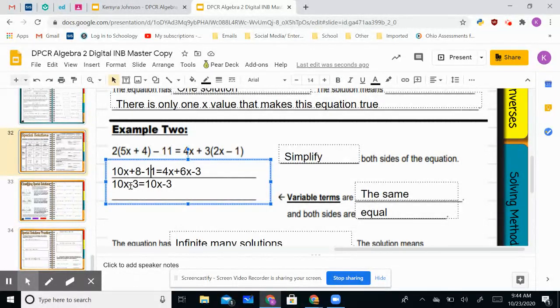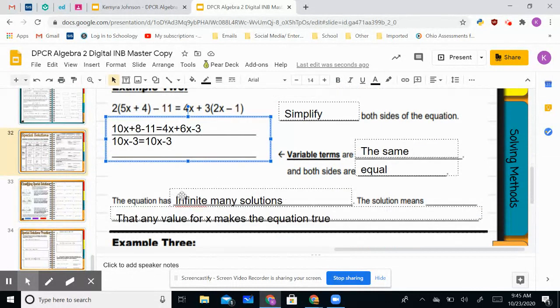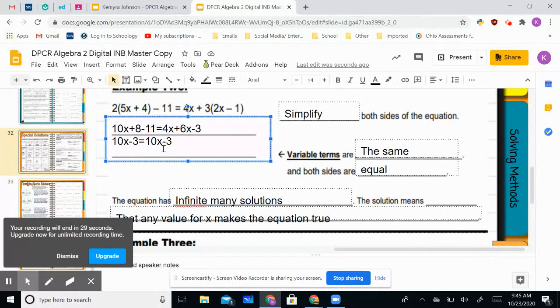Now, what I notice is I have 10x here and 10x here. My variable terms are the same. And then once I look at everything else, I see I have negative 3 here and negative 3 here. That means that this side here is the same as this side. Both sides are equal. This will mean that you have infinitely many solutions. And that means that any value for x can make this equation true. Doesn't matter what you plug in here because you're plugging the same thing over here because they're exactly the same.